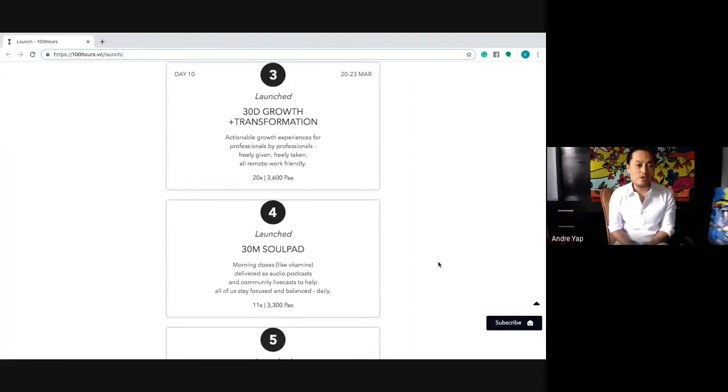And we have done this 20 times already over the past 10 days, meaning including the 100-hour Launchpad, what you are experiencing today. And we have touched people 3,600 times just with 30 days of growth and transformation. All of these are accessible to you via the web, for free. We will give you links later on.